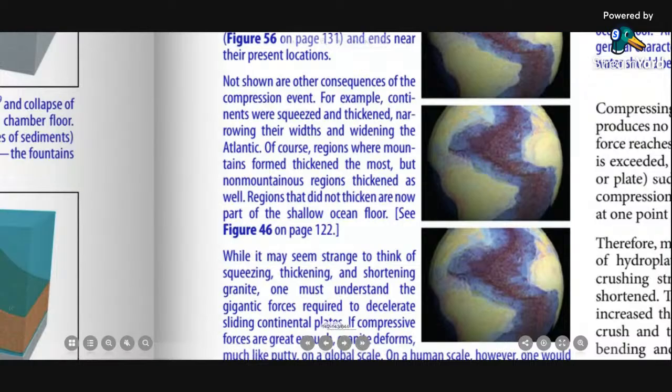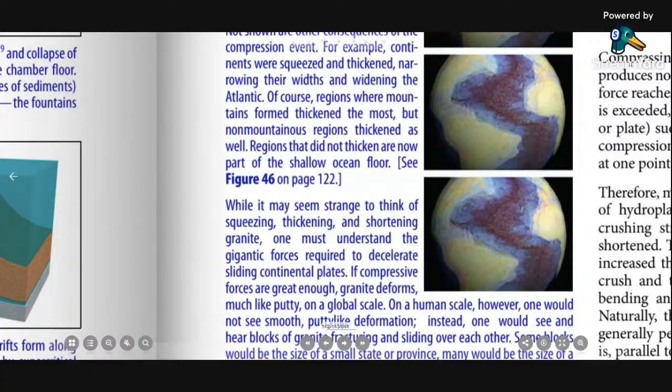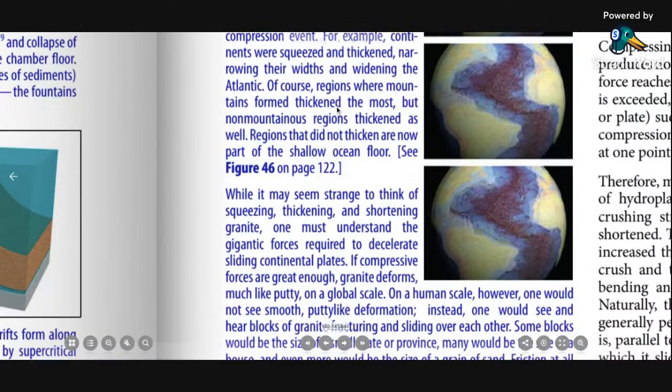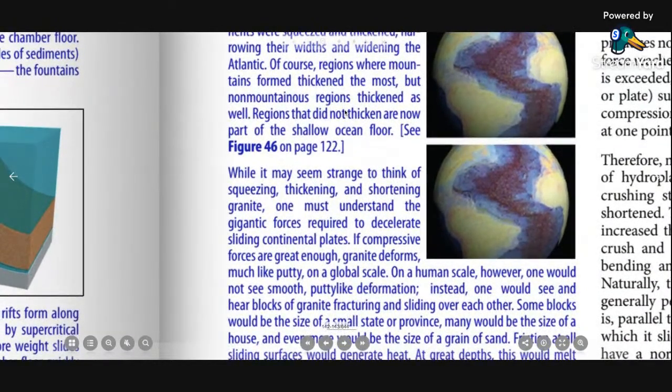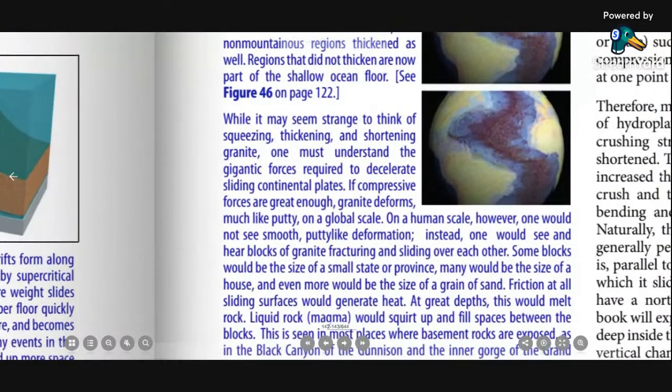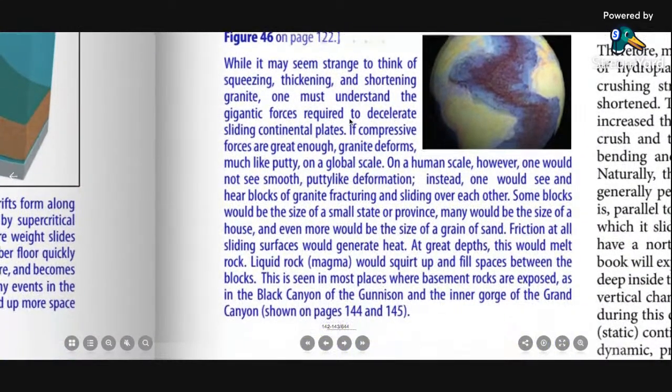For example, continents were squeezed and thickened, narrowing their widths and widening the Atlantic. Of course, regions where mountains formed thickened the most, but non-mountainous regions thickened as well. Regions that did not thicken are now part of the shallow ocean floor. While it may seem strange to think of squeezing, thickening, and shortening granite, one must understand the gigantic forces required to decelerate sliding continental plates.